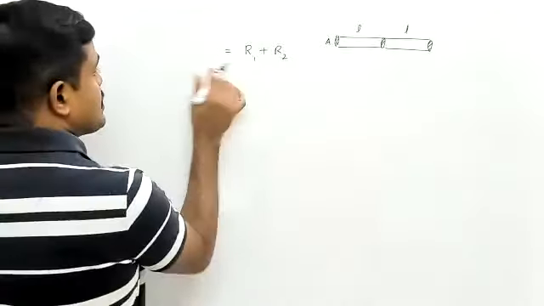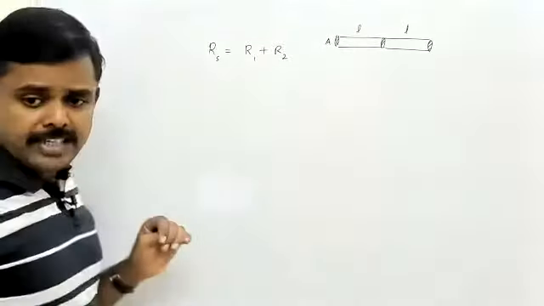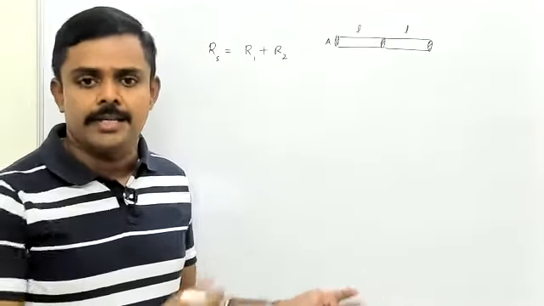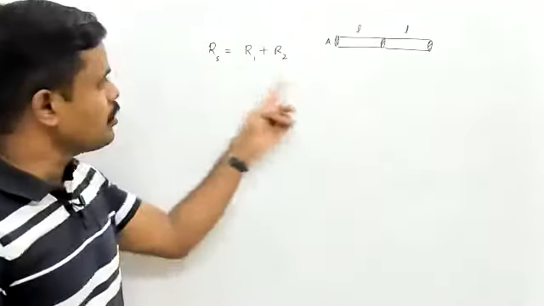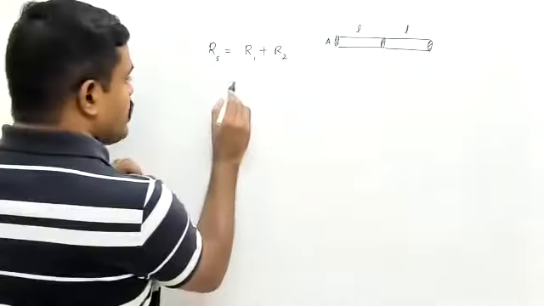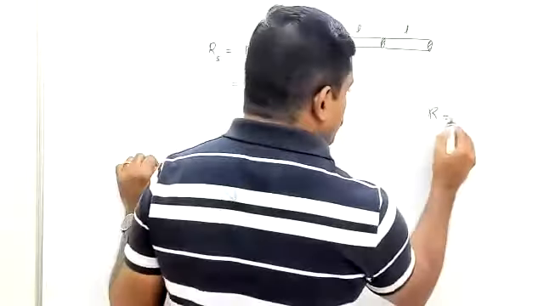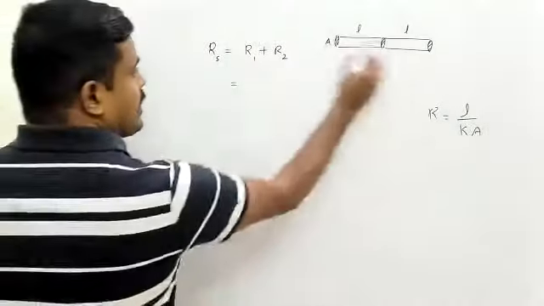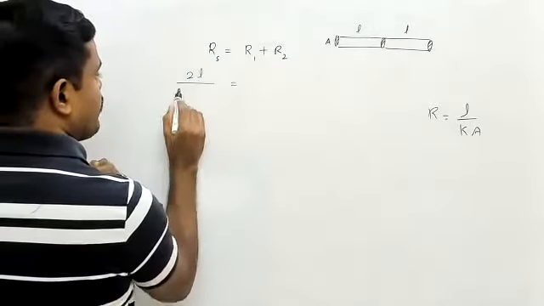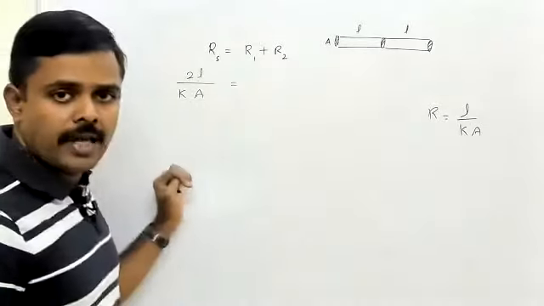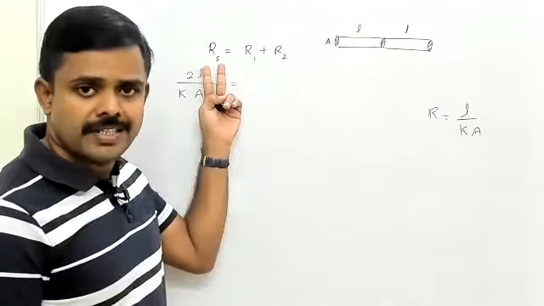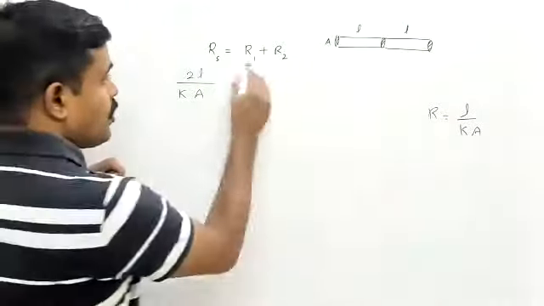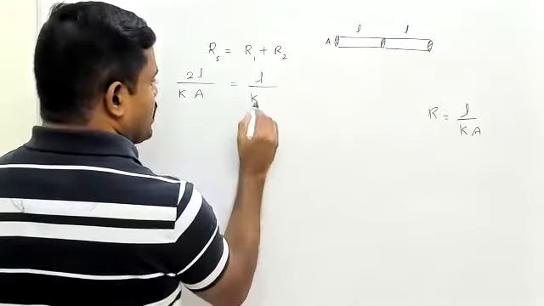You've been seeing this since class 10. What is the effective resistance in series? I'm talking about electrical resistance. This is similar. Rs is equal to R1 plus R2. Now tell me, what is Rs? I told you before we started, R is L by K. So on the left side, 2L divided by K. Why did I take 2L? Because on the left side it is the effective, so total length is L plus L, 2L. And on the right side, for the first one, L by K1A.